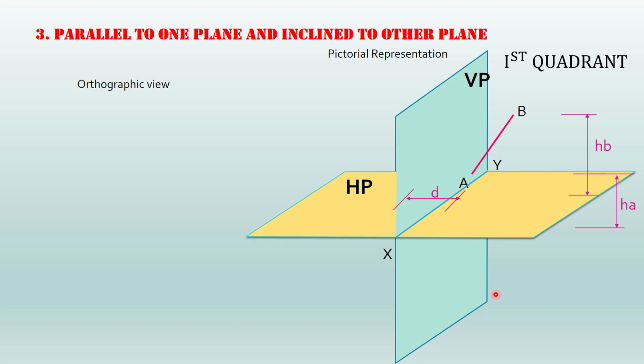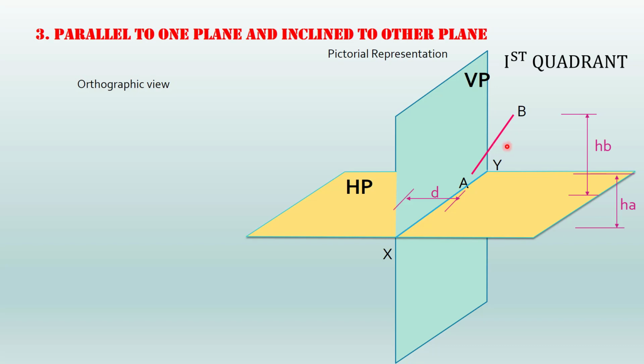Now let us take the third case, that is the line parallel to any one of the planes and inclined to the other plane. So here I am considering a line capital AB which is parallel to VP and inclined to HP. Now since the line is parallel to VP, you will get the true length on VP and the plan will be a horizontal line, right? That we have already learned. If the line is parallel to VP, we will get true length on the vertical plane. Again, the second point is if the line is parallel to VP, the plan will be a horizontal one.